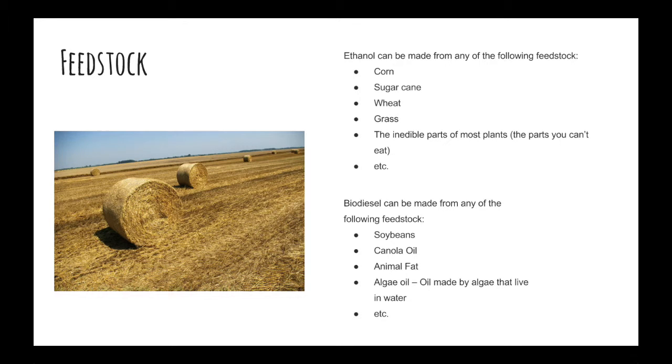Now, you may be wondering, what kinds of things can a biofuel be made from? The source used to make a biofuel is called a feedstock. Ethanol can be made from any of the following feedstocks: corn, sugarcane, sugar beet, wheat, grass, and really most inedible parts of plants. For biodiesels, it's a little different, but the main ones are canola oil, palm oil, peanut oil, vegetable oil, animal fat, and a few more, but those are the core.